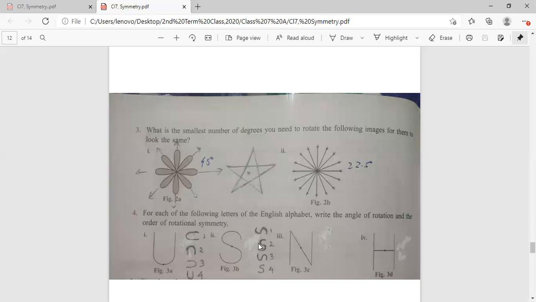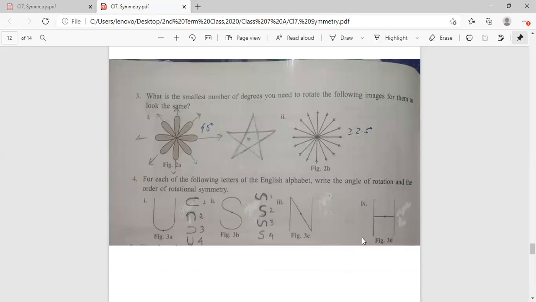And what is the angle of rotation? 180 degree. At 180 degree, first it looks exactly as the original position. Order you can do by 360 divided by 180, you get 2. In that case also you can do. Similarly, you can try it out with all these.